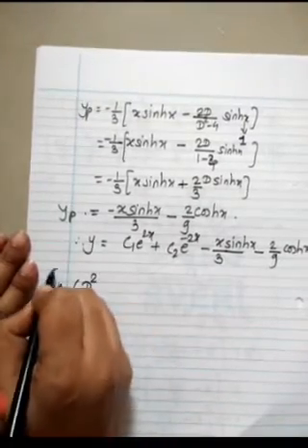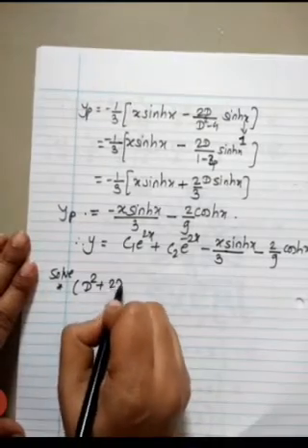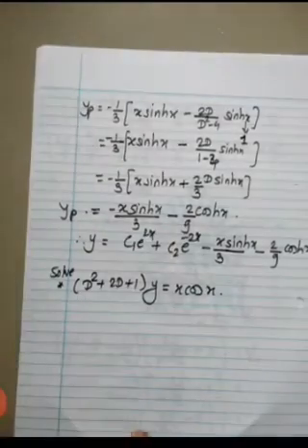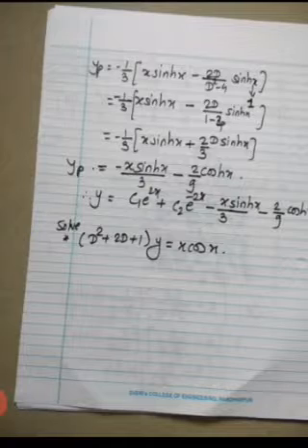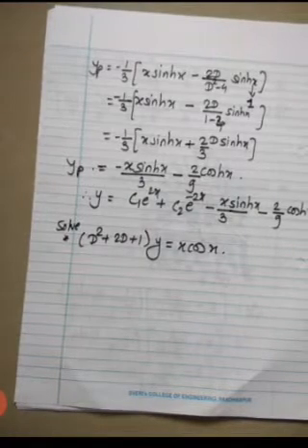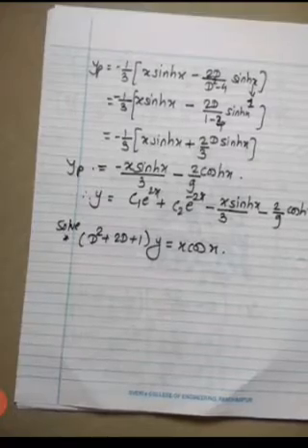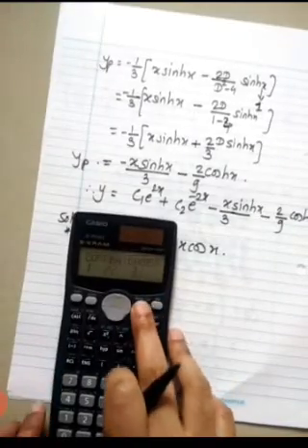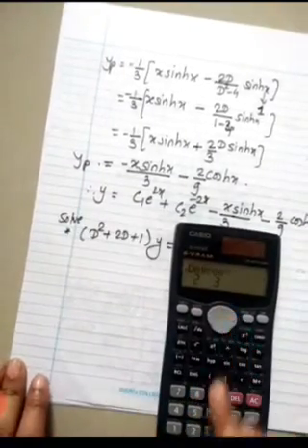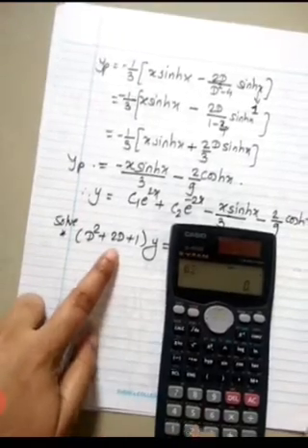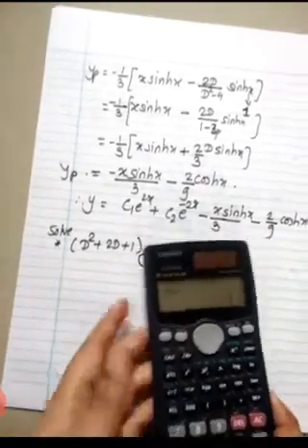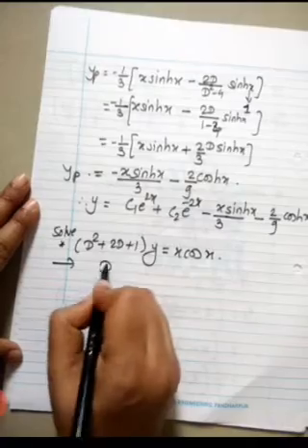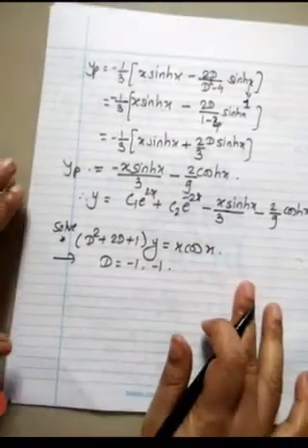So solve (D square plus 2D plus 1) y is equal to x cos x. Find the roots. So the roots are, here a is 1, b is 2, c is 1. So it is minus, the calculator is showing minus 1. So it is minus 1 and minus 1, twice.